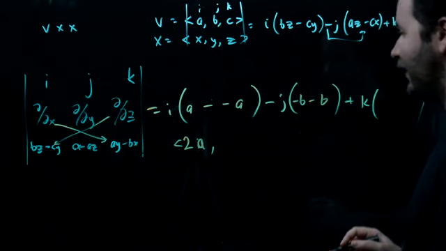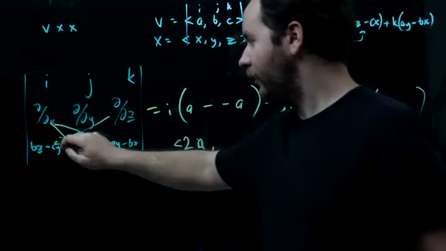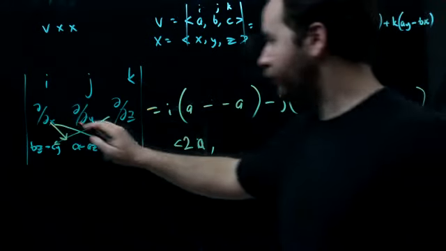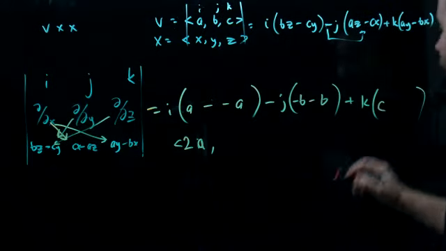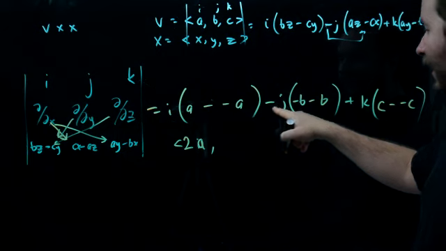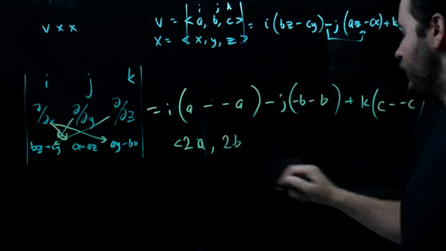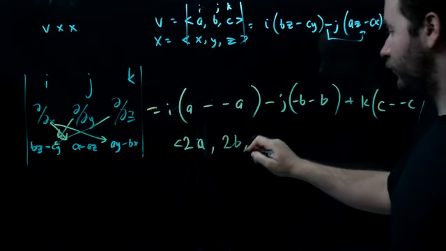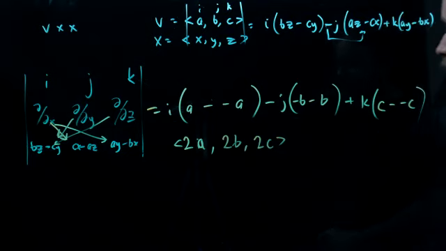And then plus k times, now we're doing this 2 by 2. Partial x of cx minus az would just be c. Partial y of bz minus cy would be negative c. So we end up with 2a, minus negative 2b, which becomes plus 2b, and plus k times c plus c, which ends up being 2c. So we end up with 2a, 2b, 2c.